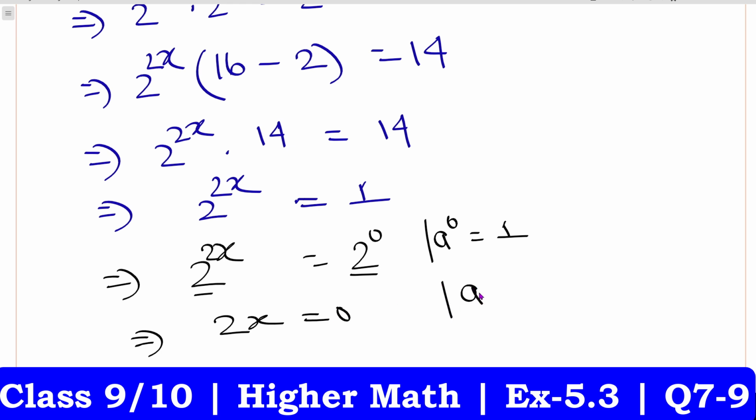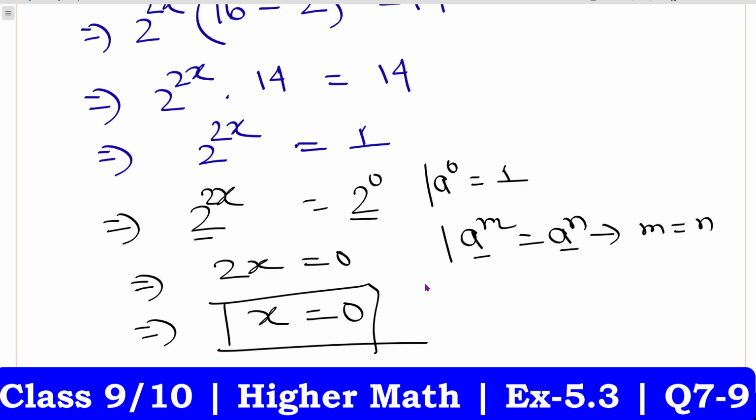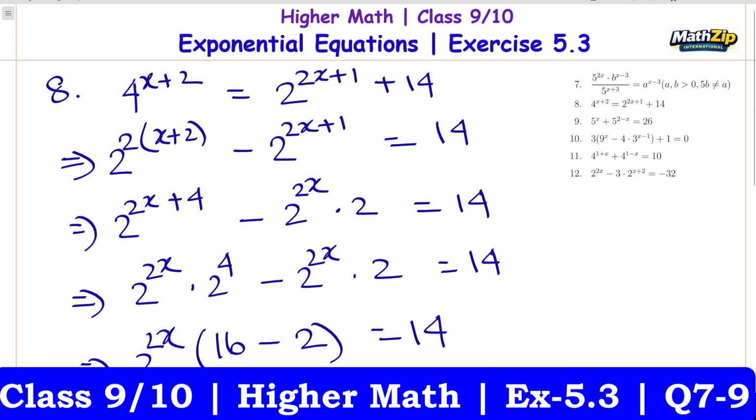It means a to the power m equals a to the power n. Once the bases are the same, the powers will be equal, which means m equals n. So here 2x equals 0. Now what would be the answer? x equals 0. And this is our required answer. So number 8 is done.